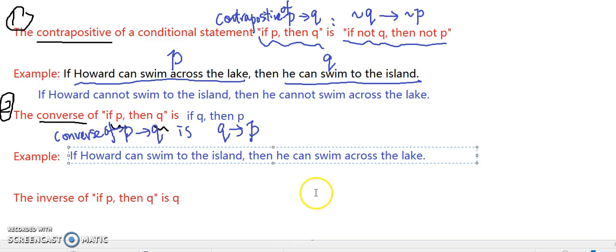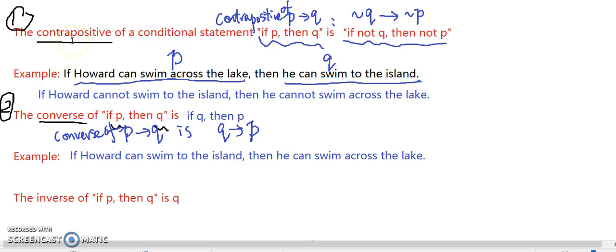But we need to pay attention here. Previously, when we introduced the contrapositive, it is equivalent to the original conditional statement. But the original statement and its converse are not necessarily logically equivalent. The original and the converse may not be logically equivalent, but the original and the contrapositive are. If Howard can swim across the lake, then he can swim to the island. But it doesn't mean that if he can swim to the island, he can swim across the lake.